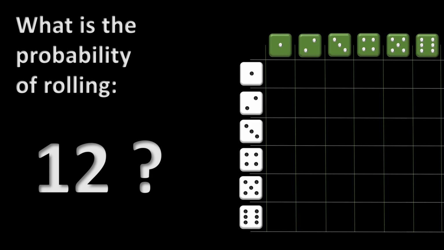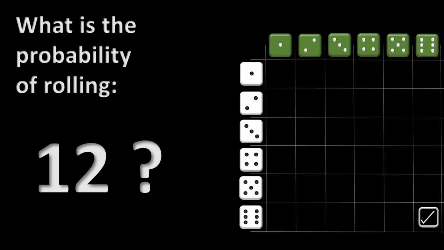So the first question is, what's the probability of me rolling 2 dice and getting a 12? Well, basically there's 36 outcomes, which we figured out from previous questions, 6 times 6, and there's only one way to make a 12, and it's right there.